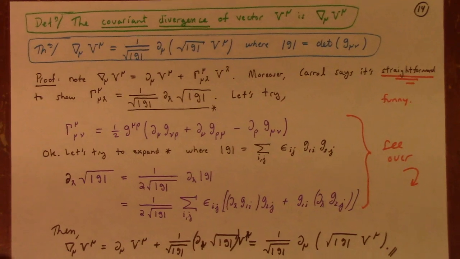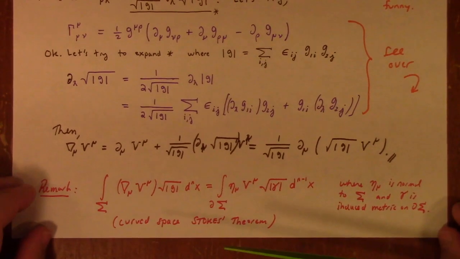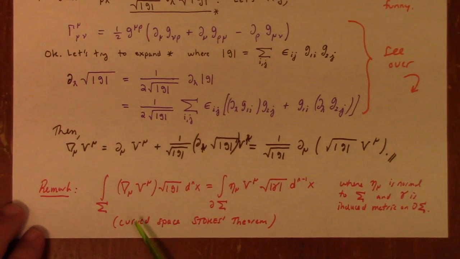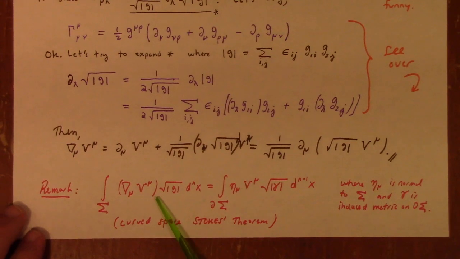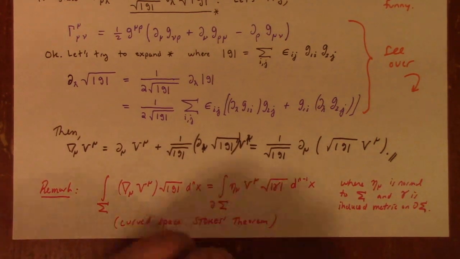Now, this is interesting because it's used in the curved space Stokes theorem, among other things, which says that the integral of the covariant divergence over some set of space-time is equal to the integral over the boundary of the space-time, and this is the normal, and so forth. I'm not sure this is space-time or actually just a spatial result.